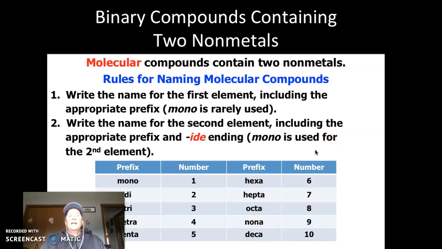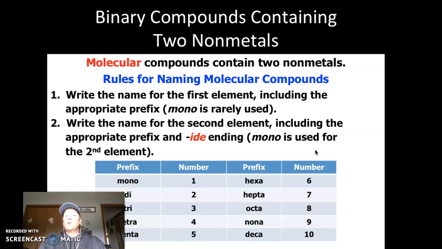So in other words, if you have N2, you'd write dinitrogen. I'm doing the first one now. If it has C3, you'd write tricarbon. If you have H7, you would write heptahydrogen. That sounds really weird, but you get the idea. So you use a prefix. And then the second one, you also use a prefix. You have to on the second one.